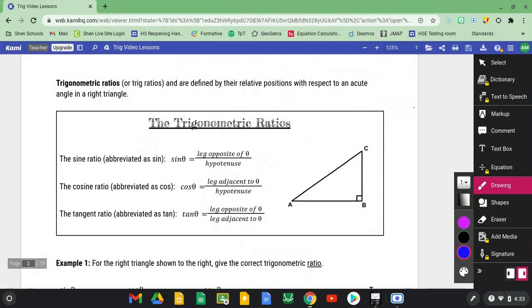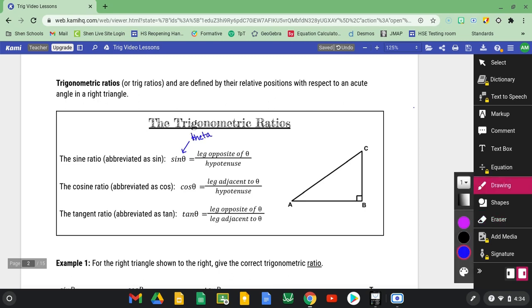Today we're going to talk about understanding trig ratios. Trigonometric ratios, or trig ratios, are defined by their relative positions with respect to an acute angle in a right triangle. The trigonometric ratios are shown in this table below.